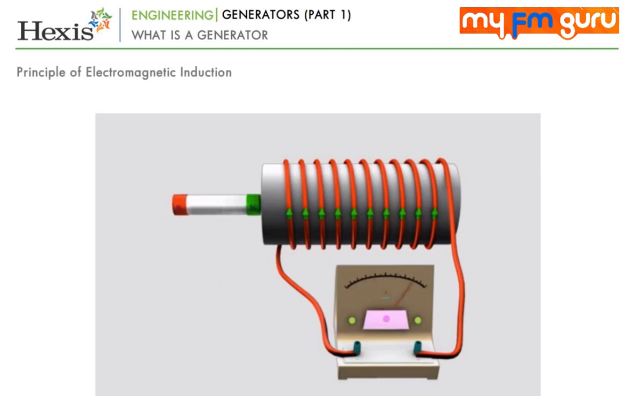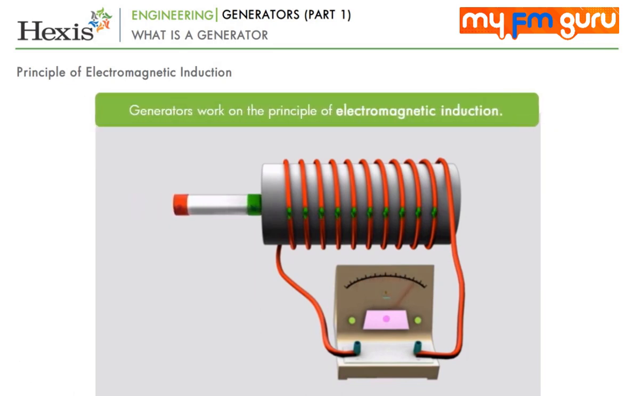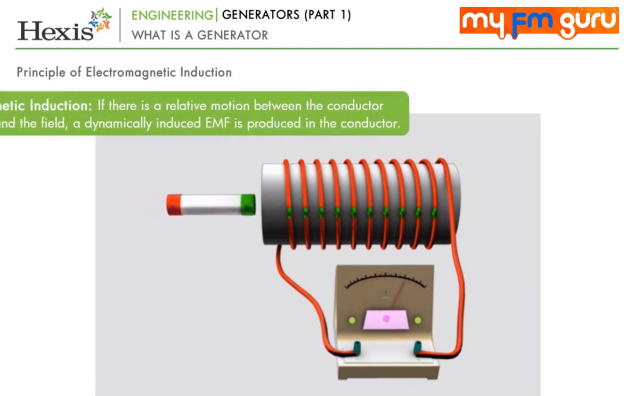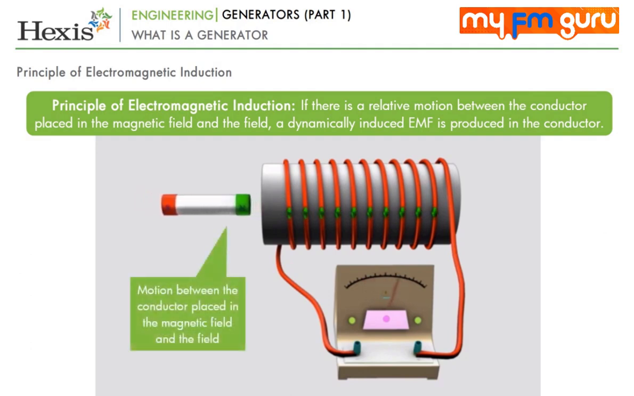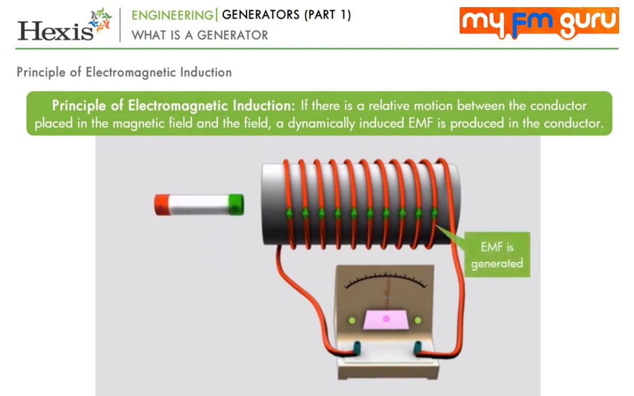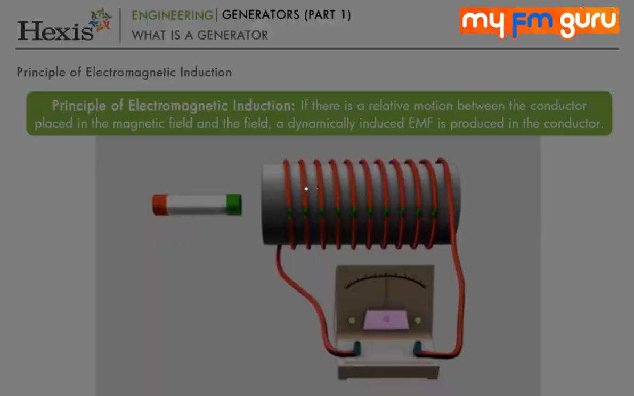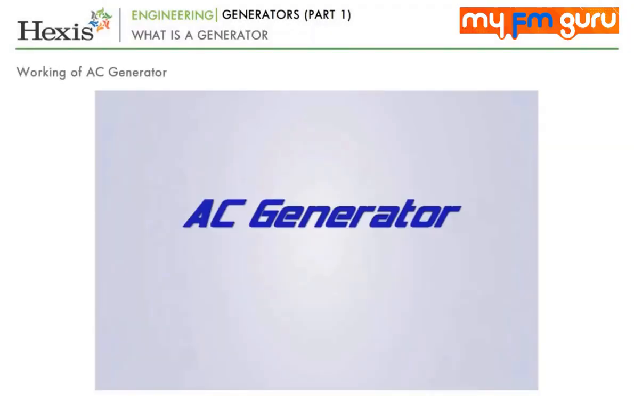Now that we have learned what a generator is and the different types of generators, let us see how it works. Generators work on the principle of electromagnetic induction. The principle of magnetic induction states that if there is a relative motion between the conductor placed in the magnetic field and the field, a dynamically induced EMF is produced in the conductor. Let's now understand how a simple AC generator works.